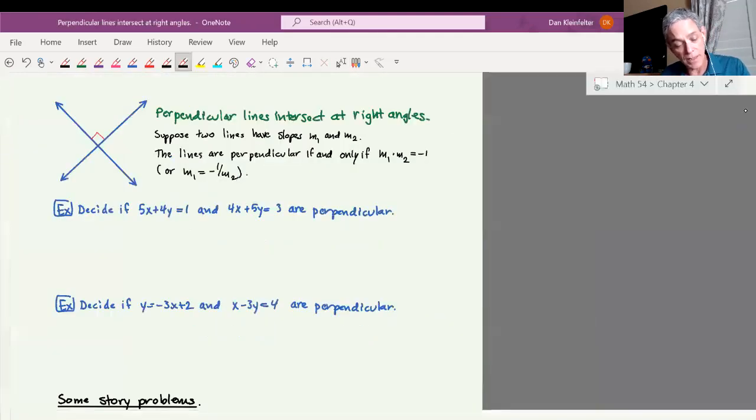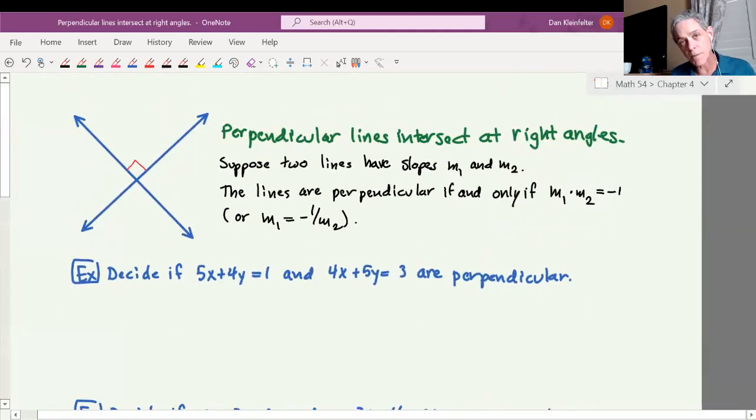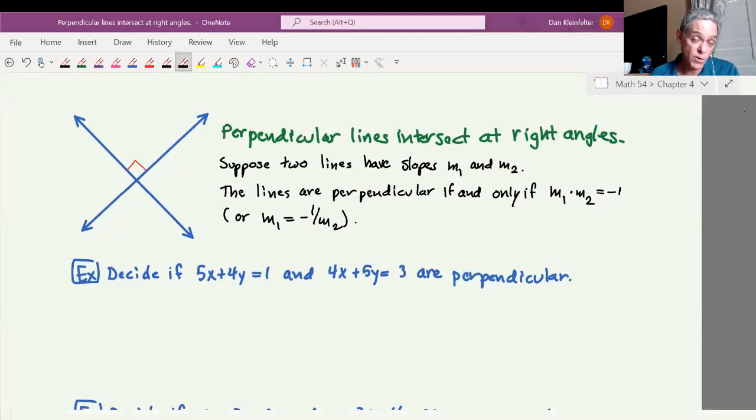Okay, perpendicular lines intersect at right angles. So like your floor and your wall are perpendicular to each other, hopefully. They intersect at right angles, or a 90-degree angle, if you like. The algebraic criterion for deciding if two lines are perpendicular or not is a little trickier. Suppose that two lines have slopes m1, m2. If they're perpendicular, that means that the product of the slopes is -1. Or equivalently, one has -1 over the other one's slope.